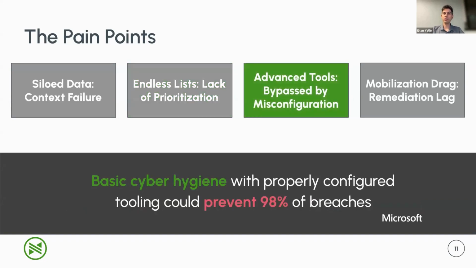Now, how is it that we have so many tools, yet attackers keep bypassing them? We believe that most organizations are focusing too much on vulnerabilities. The reality is that most breaches could have been prevented with tools already in place. A Microsoft report even found that 98% of breaches could have been prevented with basic hygiene and properly configured tooling. So, organizations are buying the best tools, but not realizing their potential.